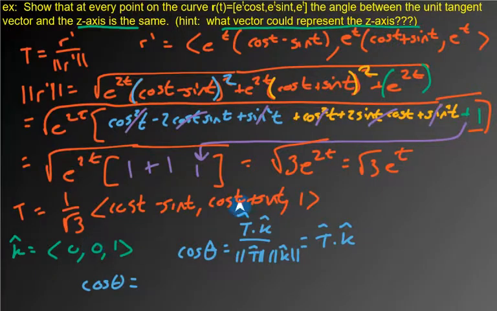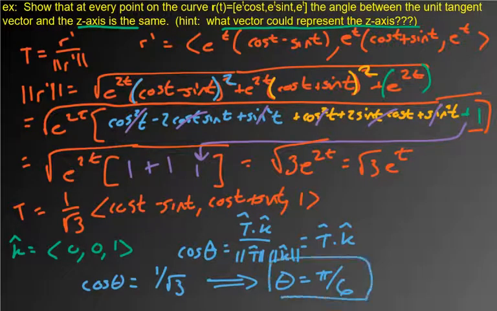Oops, I was pointing at the wrong one. This one and this 0. So the only thing that's left over is 1 times 1 over root 3. So you basically get that the dot product just simplifies to 1 over root 3. And so this implies that theta is pi over 6.